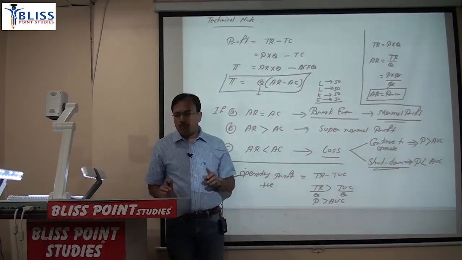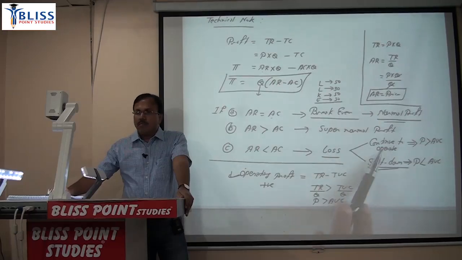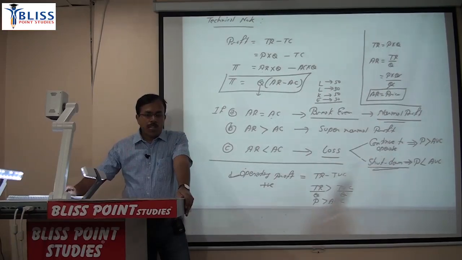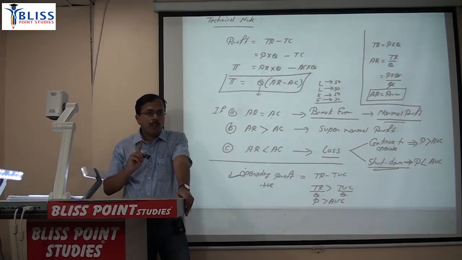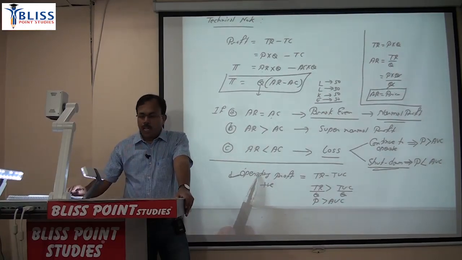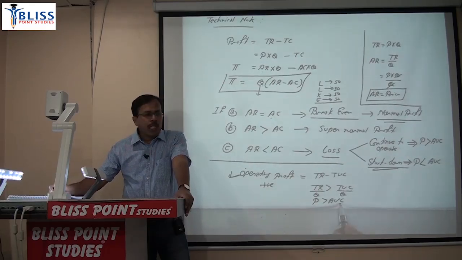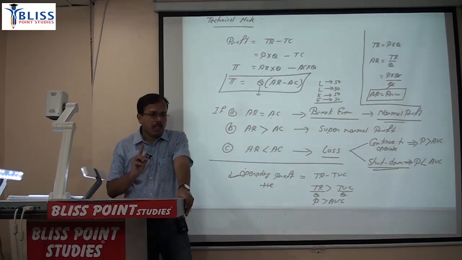So just keep one thing in mind. In loss, when will a firm operate? In loss, the firm will operate only if the firm is having operating profit. And what does operating profit require? Operating profit requires that price must be greater than average variable cost. If price for some reason is below the average variable cost, then the firm will shut down.